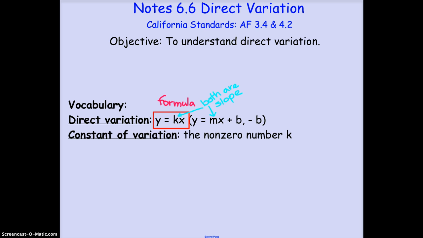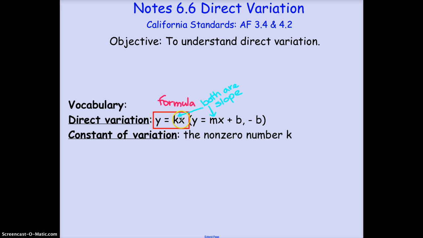Direct variation is simply slope-intercept form without the y-intercept. Unfortunately, they use a different formula, y equals kx. The k is in the m spot, but they both mean slope. We call it the constant. So the k stands for the constant, the non-zero number k.